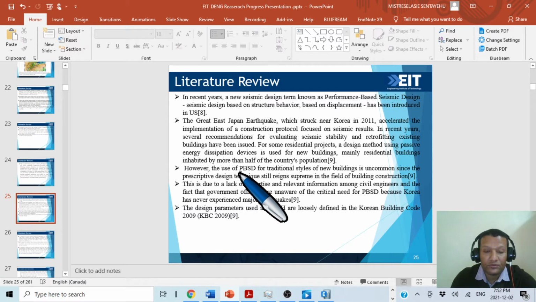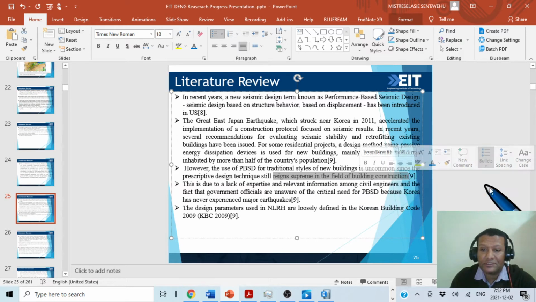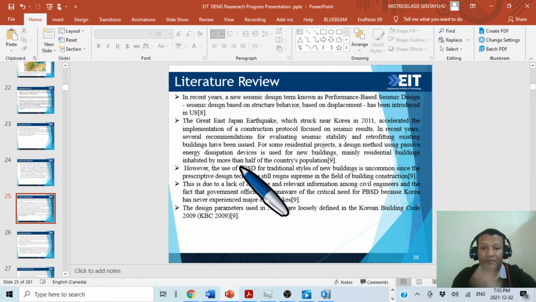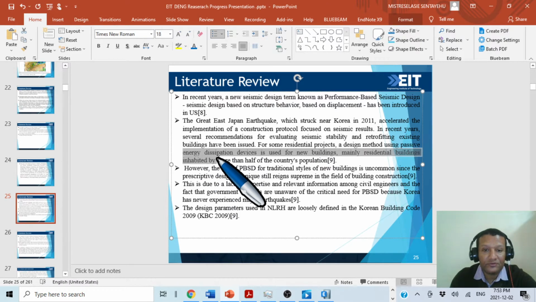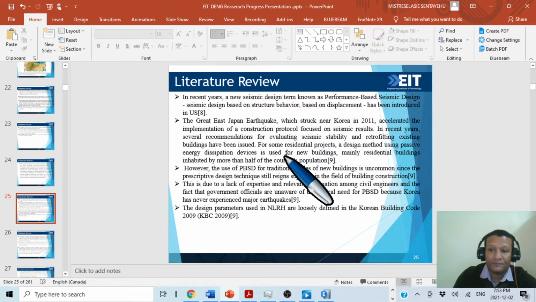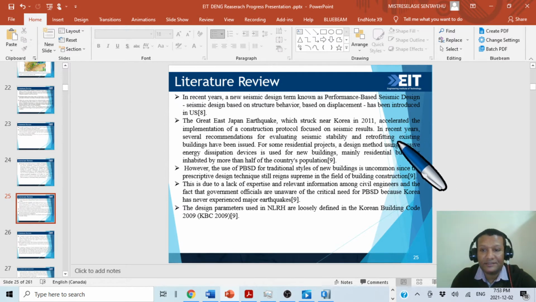However, the use of performance-based design for traditional style of new building is uncommon, since the prescriptive design technique still reigns supreme in the field of building construction. Okay, reigns supreme in the field of building construction. That means still they don't use performance-based design, because they are using still prescriptive design techniques, but they are using some kind of dissipation. We will discuss this also.